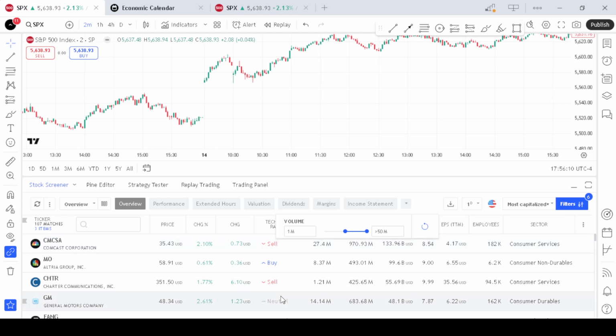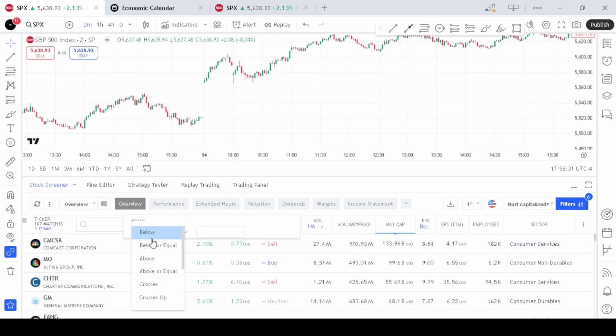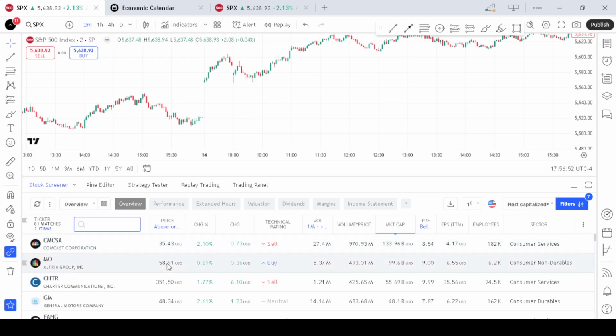Then to filter the price, you would go to the price filter and filter the stock between $10 and $100 to avoid penny stocks and high-priced securities. It has to be above or equal to 10, so we put 10. This is what we are going to do to set up our price to this area.